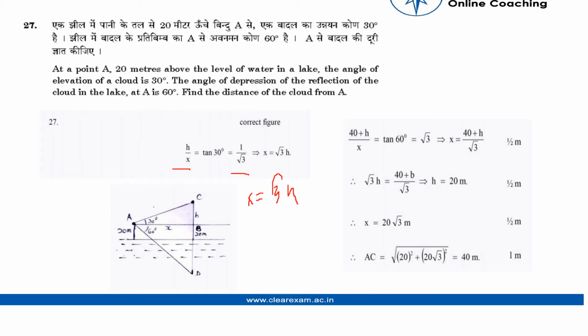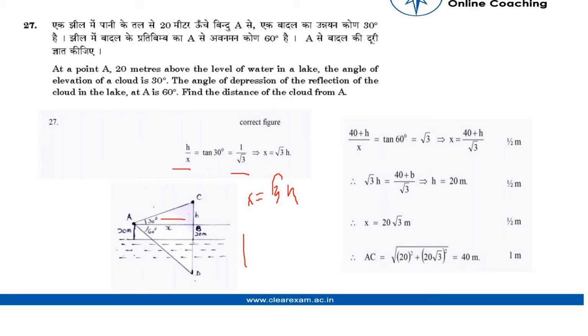Now we are given the angle of depression to be 60 degrees. So tangent of 60 degrees will be the distance between this and this, that is 40 plus h, divided by x, as this is x and 40 plus h will be giving us this value.